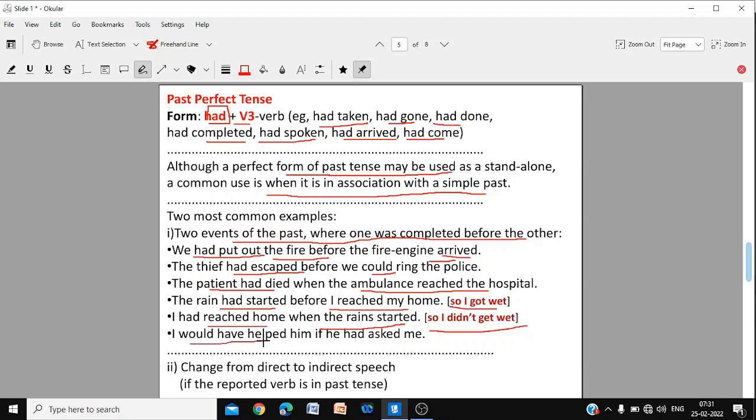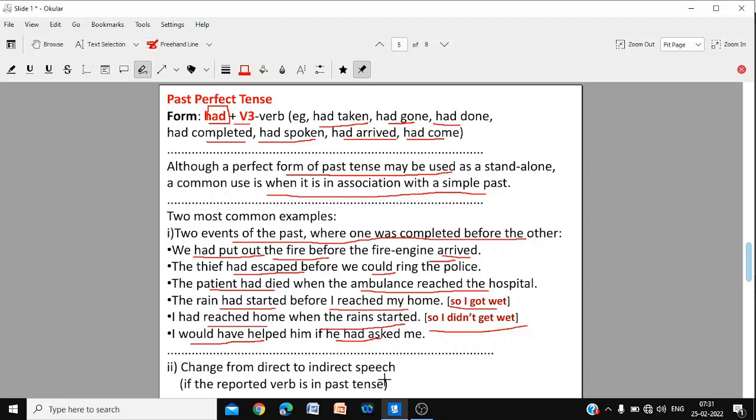I would have helped him if he had asked me. Would have helped, if he had asked me. Of course, these cases we will be dealing with, because would is the future of will, but this is another sequence of tenses. If he had asked me, he should have asked me before, and then afterwards I would have helped him.